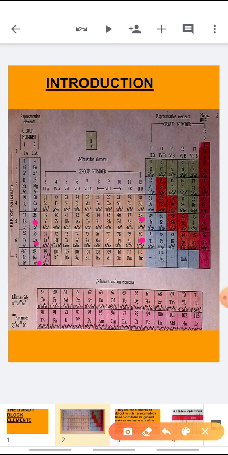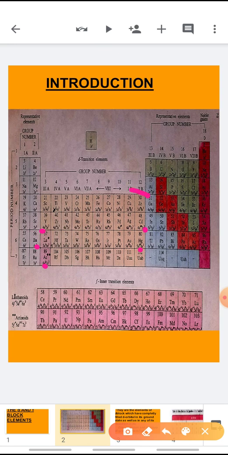Children, as you all can see, there are 4 series in the D block elements. The first series from scandium to zinc is called the 3D series. Why is it called the 3D series? Because the outermost electron enters the 3D subshell. Similarly, from ytterbium to cadmium, it is the 4D series. From lanthanum to mercury, it is the 5D series. And the last one, starting from actinium, is the 6D series.